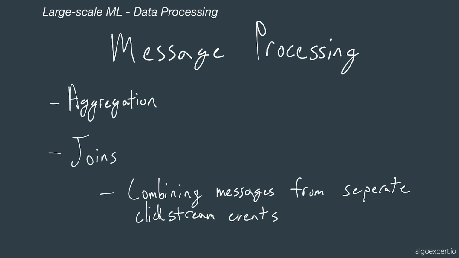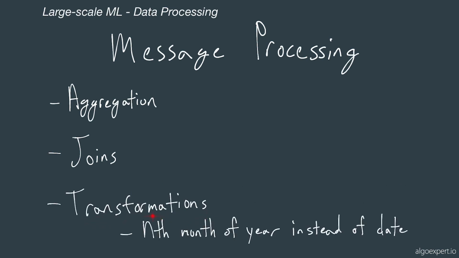And finally, we may want to perform some sort of transformation on the records or messages that are present in our HDFS layer. If all of the records have dates attached to them, like a search event or a watch event, we may just want to have the nth month of the year instead of the entire date as a feature for the model to interpret whether or not it's a holiday season. Again, these are all hypotheses that should be verified with a model that we'll create.